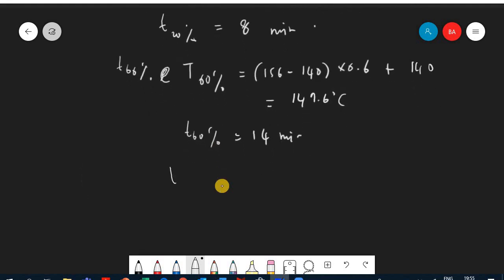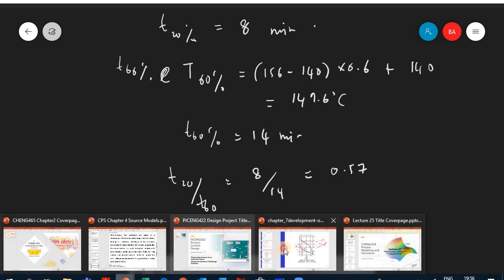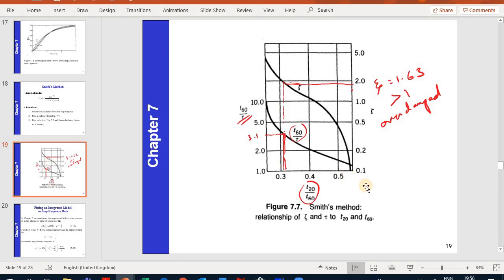So what is T20 over T60? T20 over T60 is 8 divided by 14, and 8 divided by 14 is equal to 0.57, something like that. Looking at 0.57, if you go to your figure here, and it's very critical, somewhere here, T60 over tau is about 1.2, for example.